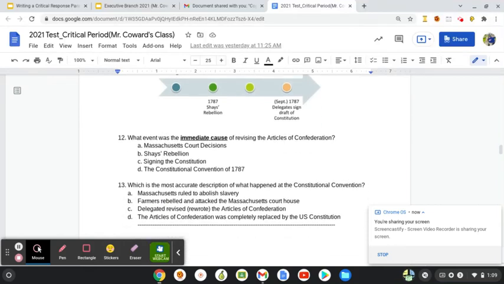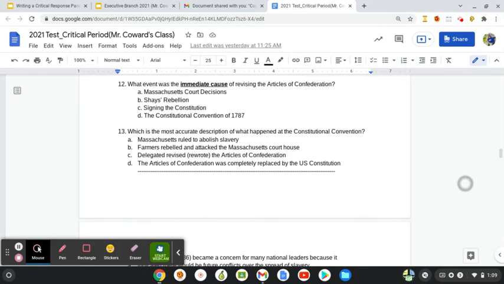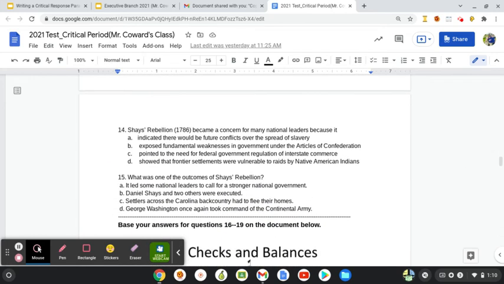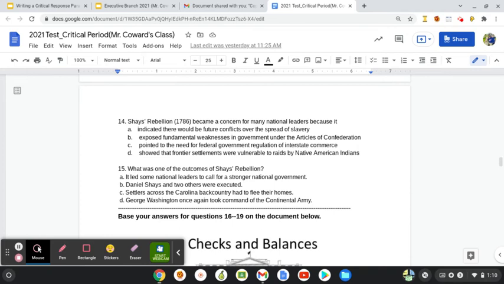Okay, let's join back on the test here for question number 14. Should we flip the page? This is going to be about Shays' Rebellion. The rebellion in 1786 became a concern for many national leaders because it indicated there would be future conflicts over the spread of slavery, exposed fundamental weaknesses in the government under the Articles of Confederation, pointed to the need for federal government regulation of interstate commerce, or showed that frontier settlements were vulnerable to raids by Native American Indians.